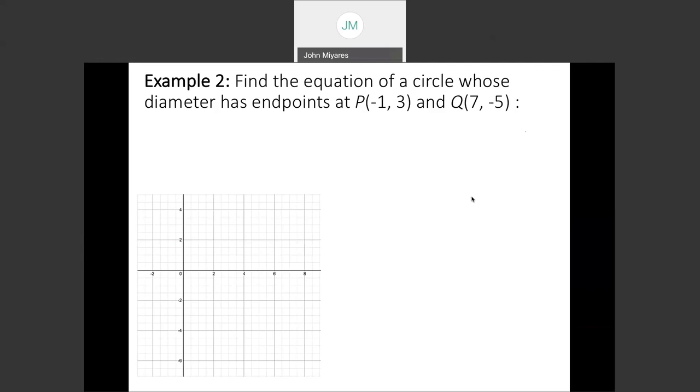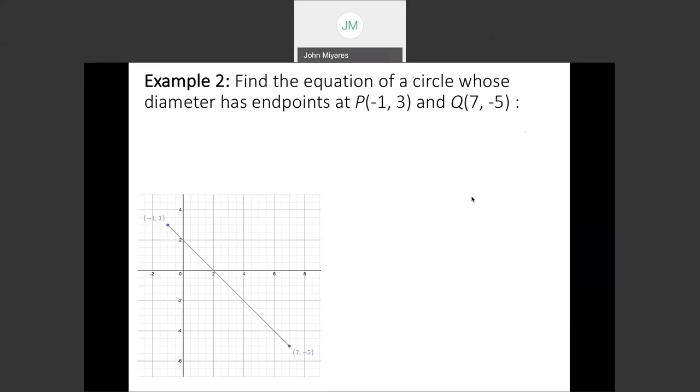So first I'll get out a graph and I'll plot the two endpoints of the diameter at -1, 3 and 7, -5. Then I will connect the 2 points with a line segment like so. The center of the circle will be the midpoint between the two ends of the diameter. Now, while there is a midpoint formula that you can refer to in the textbook, this is one where I'm just going to use intuition to find the midpoint.